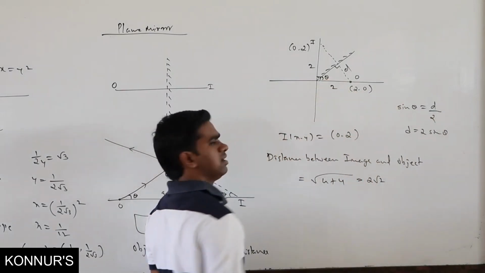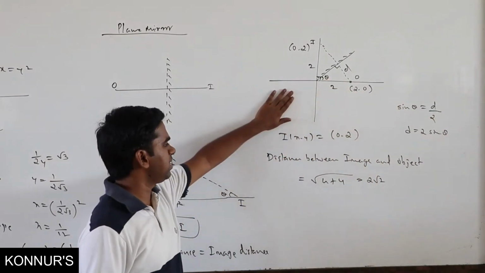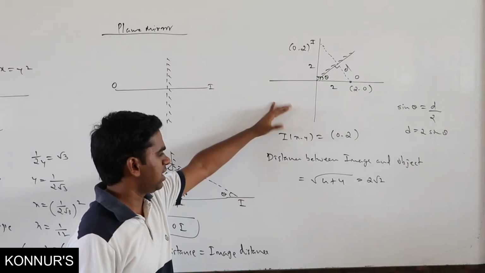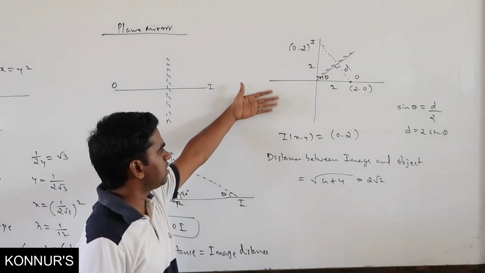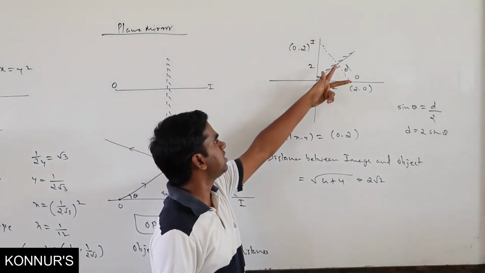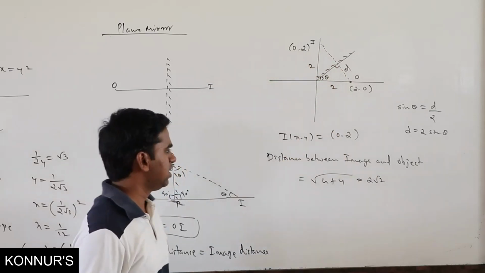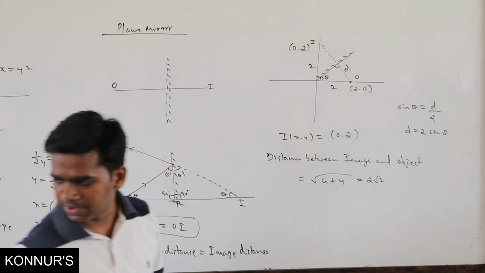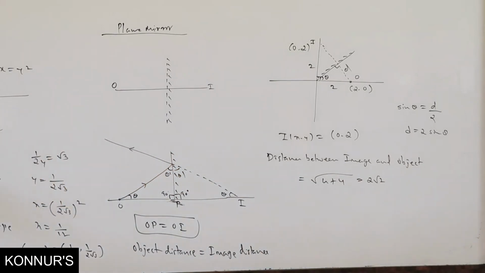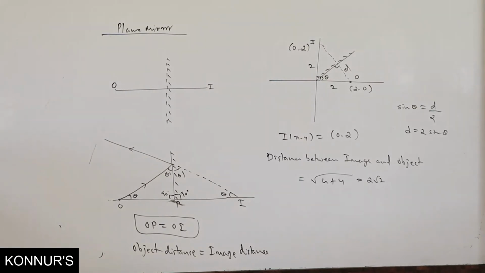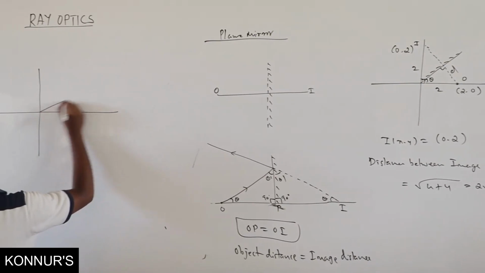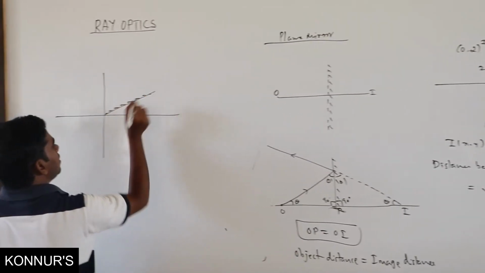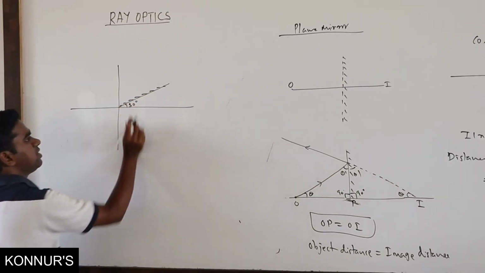They will give that angle. So this is how we can calculate the coordinates of the image as well as the distance between object and image, or if they ask the distance between object and mirror or image and mirror. Similarly, instead of 45, if they put some other angle, say suppose the mirror is kept like this, making some angle, say 30 degrees.